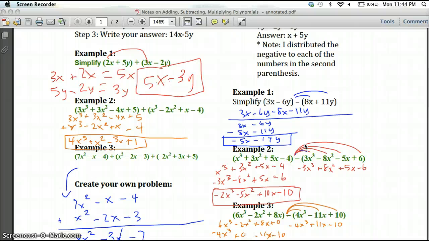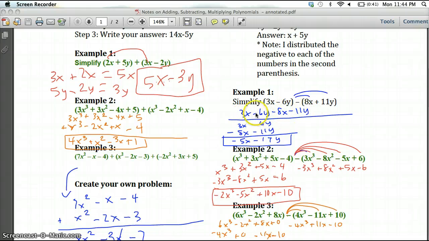So let's look at example 1. The first thing that you want to do when you subtract polynomials is distribute this negative, or else you'll end up being confused. So I have 3x minus 6y minus 8x minus 11y. Notice I rewrote it as I distributed.